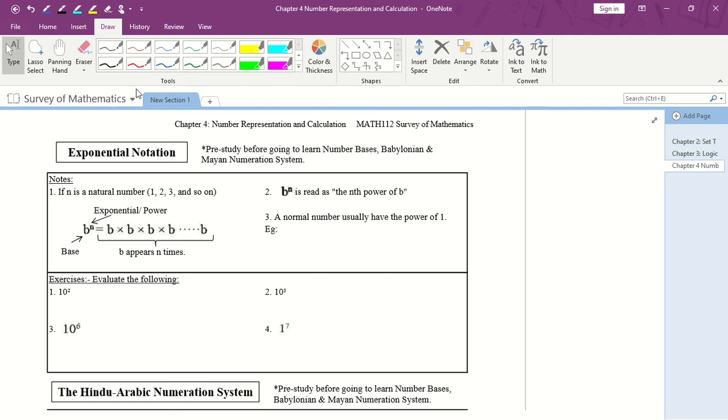So what is exponential notation? It's quite simple. I believe that somehow you have seen something like 2 cubed, or 5 squared, or 4 to the power of 4. This is what we call exponential notation.